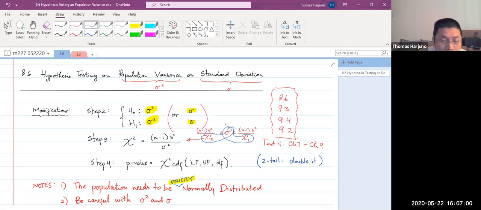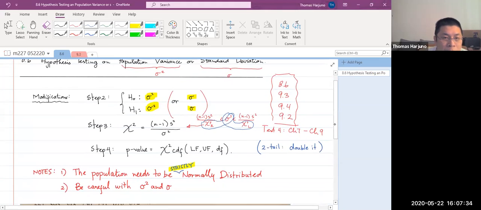And in step 4, because the test statistic is chi squared, then in step 4, the p-value will be chi squared CDF, which you will see in our calculator. Okay, like before, the degree of freedom will be 1 less than the sample size. And don't forget, if we are doing two-tailed tests, we need to double it. Double whatever the p-value we get here. Okay, now notes.